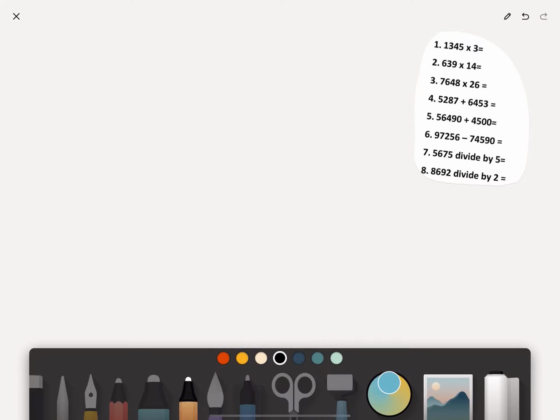5675 divided by 5. Okay. You can use bus stop method for this one. There's not a problem with that. Is that what we're going to do? Yeah. Go on, we'll do bus stop. I've not done that in a while, have we?